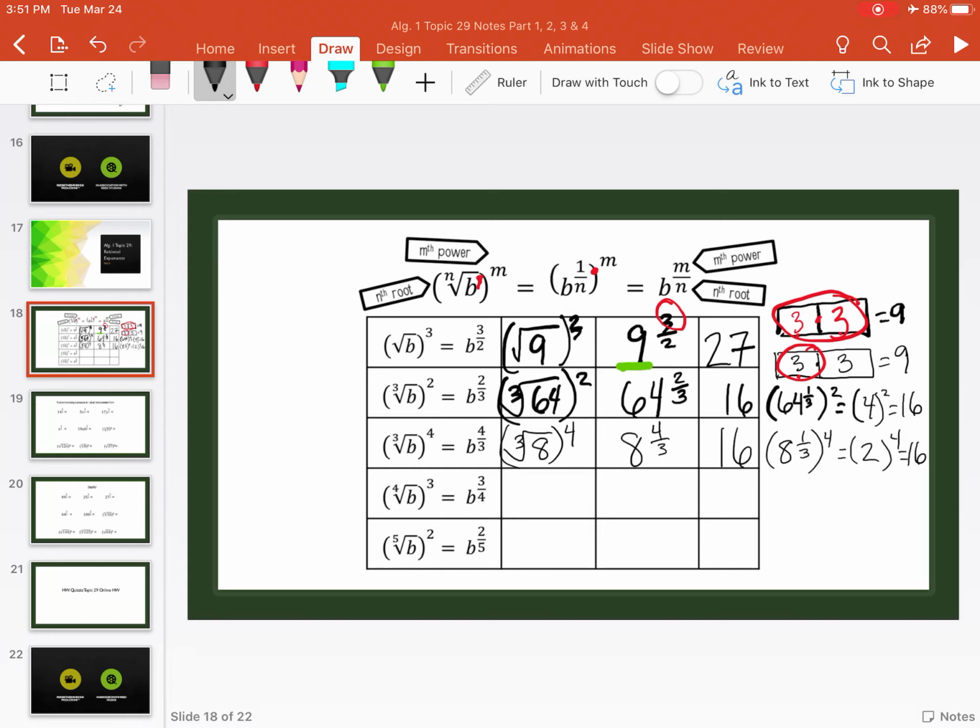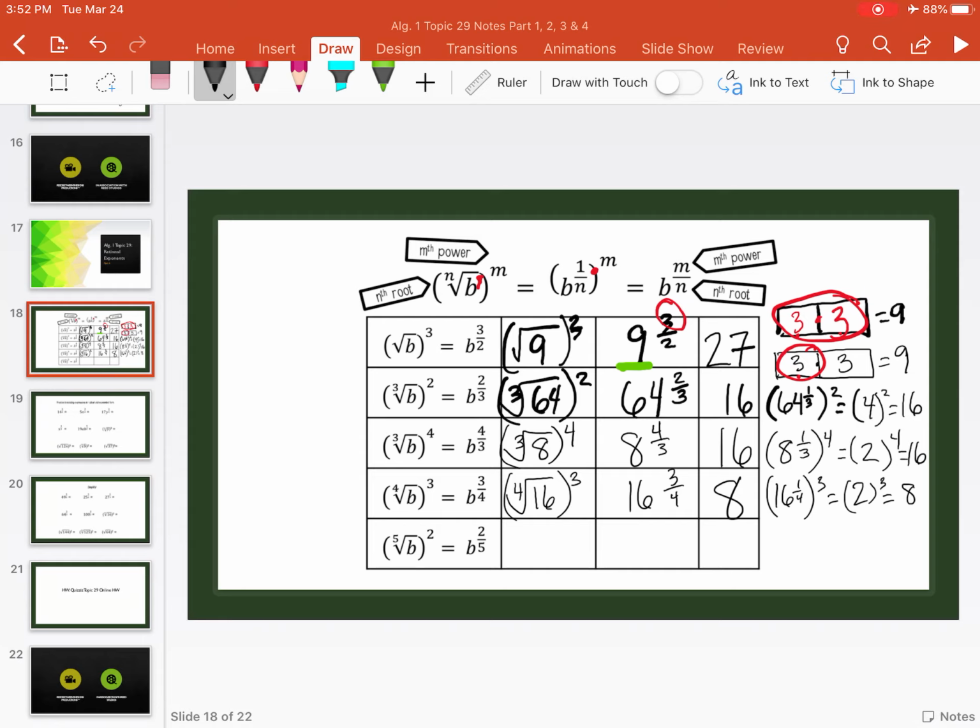Okay, what about the 4th root of b raised to the 3rd power, or cubed? So that's b to the 3/4. Let's try the 4th root of 16 cubed. So that's the same thing as 16 to the 3/4. So we know that 16 to the 1/4 is 2. 2 cubed is 2 times 2 times 2, which is 8.